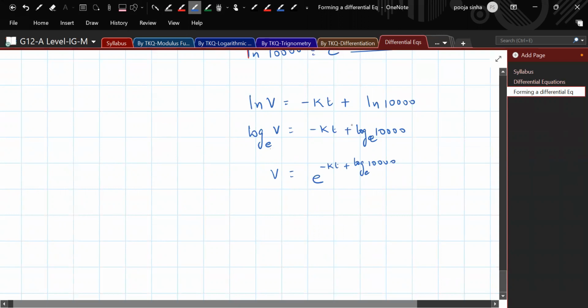That's how it happens. E to the power of this should be equal to this, right? Got it? So this becomes e to the power of minus kt into e to the power of log e. So will this cancel out and become 10,000? E to the power of the same log e 10,000. This becomes one. These two cancel out each other, right? So this becomes 10,000 only.